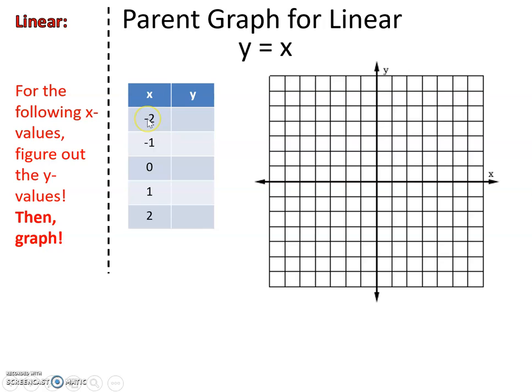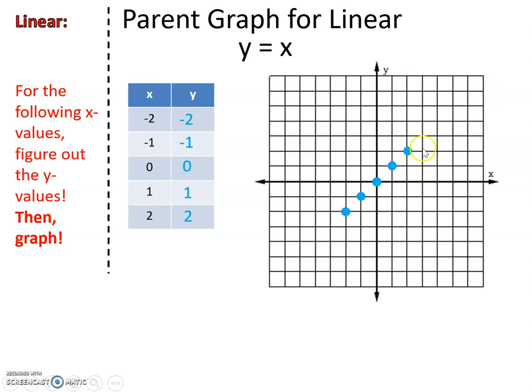So for example, when I plug in -2 for x, what do I get for y? Well, if y is equal to x, then y will always be the same as x. So when x is -2, guess what y is? -2. And if x is -1, y is -1, and so on. These are your values for your table. So you're going to take them over here and go ahead and plot them on the graph. So -2 is here, -1, -1, 0, 0, 1, 1, and 2, 2.